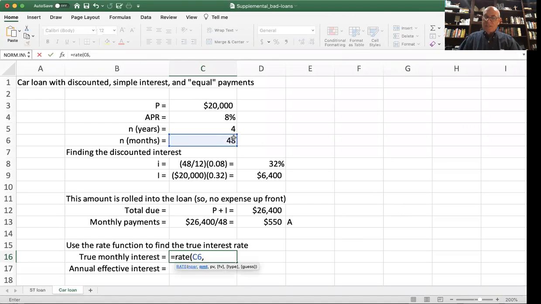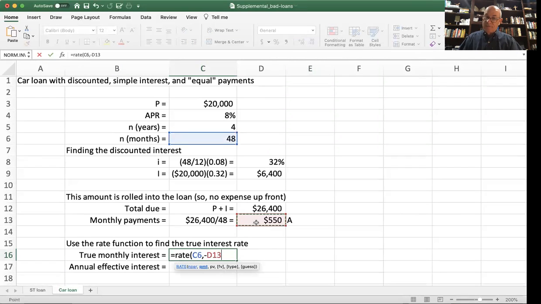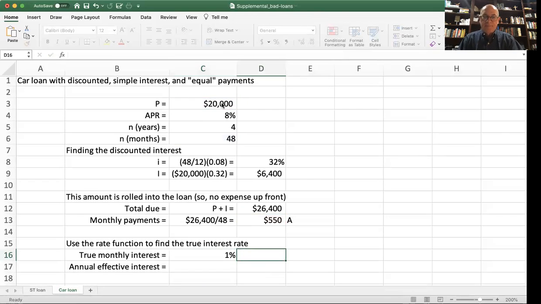The payments, I'm going to make this a negative. Remember, the rate function is very sensitive about signs, as we need to be all the time. So I'm going to say, okay, our payment, we pay, that's the negative part, $550 per month. And our present value is $20,000. So that's the loan. Now let's find the interest rate. We'll see what that is.